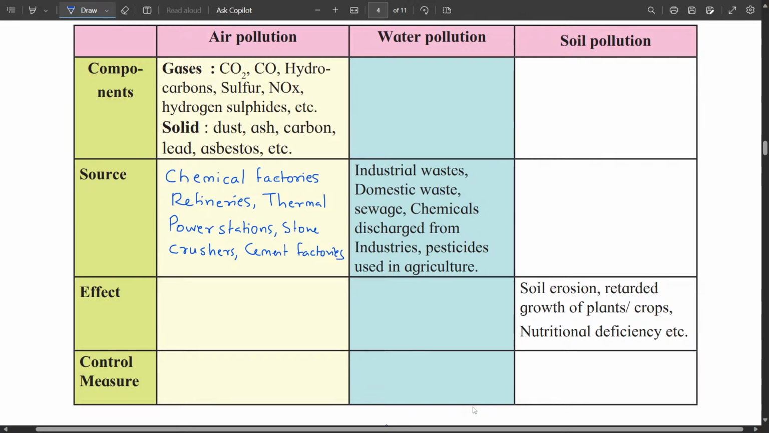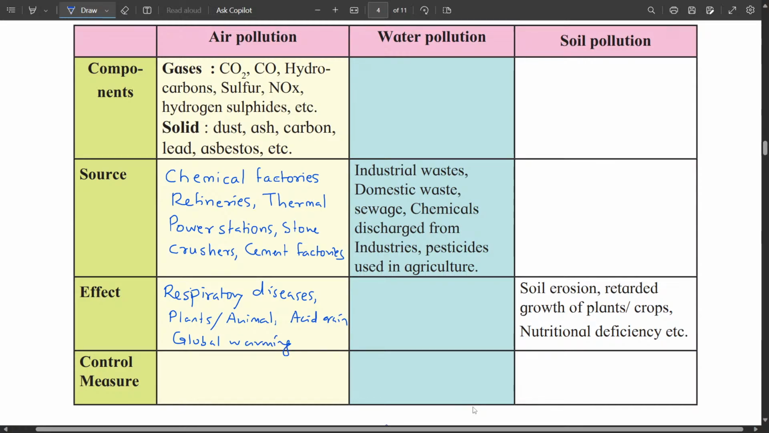What are the effects of air pollution? Air pollution can cause different respiratory diseases. Then it can cause adverse effects on plants and animals. For example, plants cannot do photosynthesis properly. Acid rain is one of the major problems. Then global warming is also caused by air pollution.